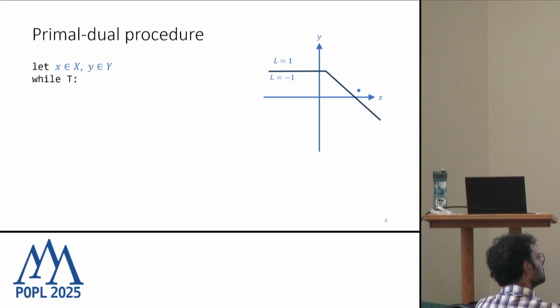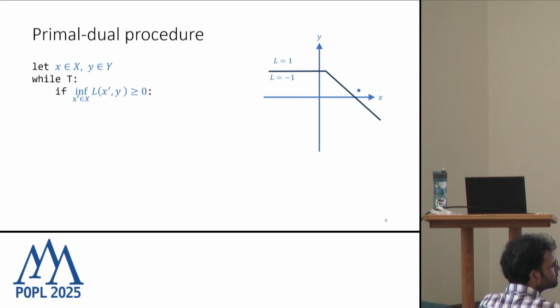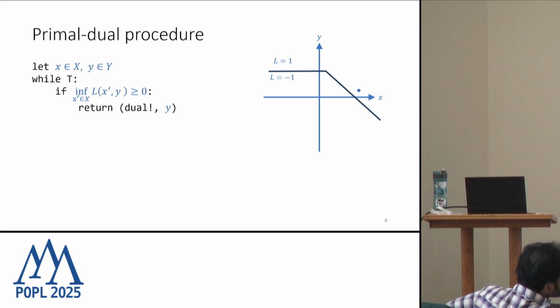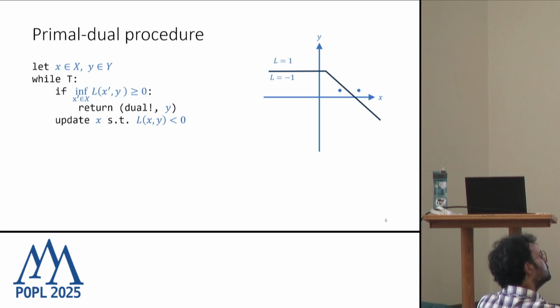And then we're going to enter into a loop. And at every step, we're going to let both players take turns. So the x player in this case is going to ask, can we change the value of x to make the Lagrangian negative? And if the answer is no, we're going to declare that the y player wins and return the current value of y. But in this case, of course, we can move here. So we're going to update x to a place where the Lagrangian is negative.